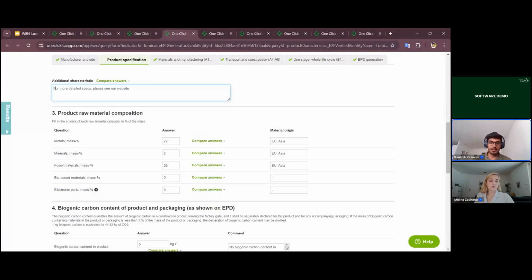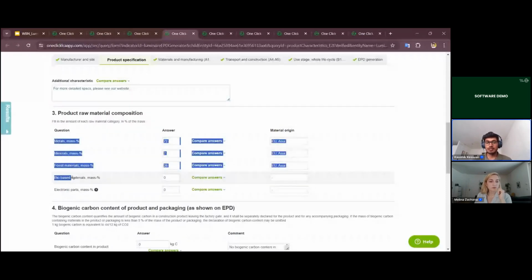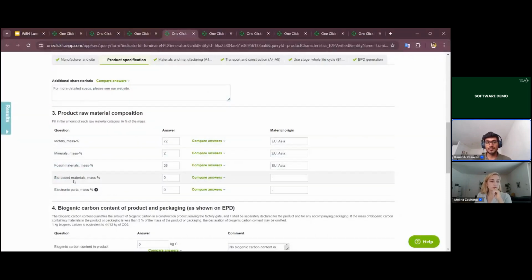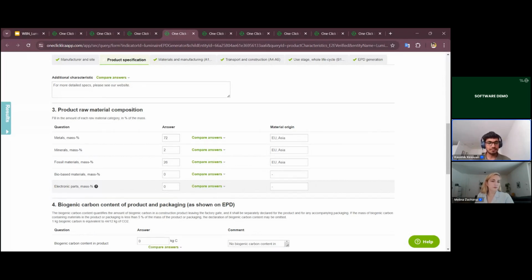Then we move on to the raw material composition. So as EPD Hub goes, there are 5 different categories that are required for this tool. 4 of these are as with any other tool, but the next one, electronic parts, this is required specifically for the luminaires because it helps to see what percentage of the mass comes from just the electronic components. Because like we saw earlier, the impact comes first from energy consumption and second is the electronic components. So it's important to see how it influences.